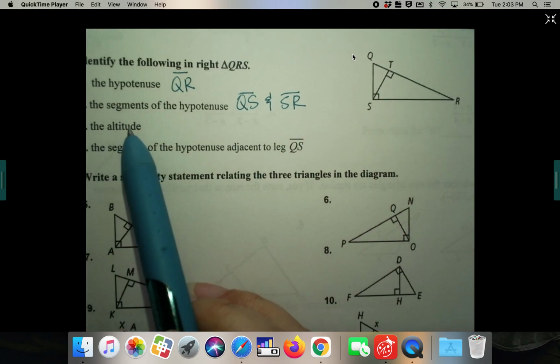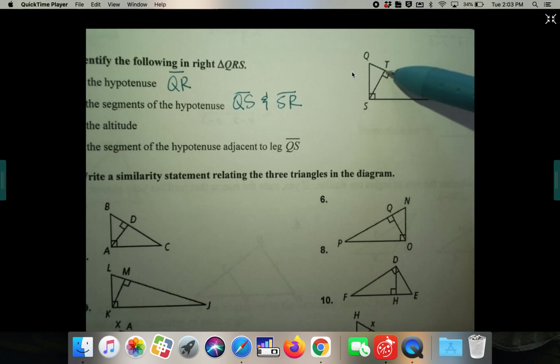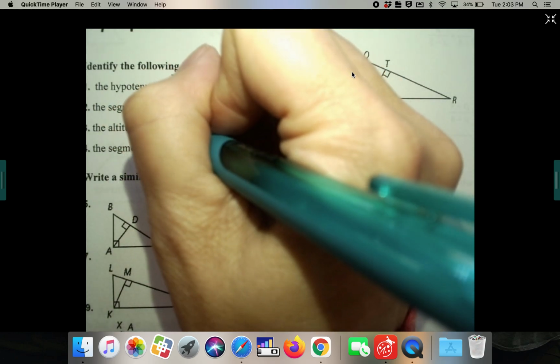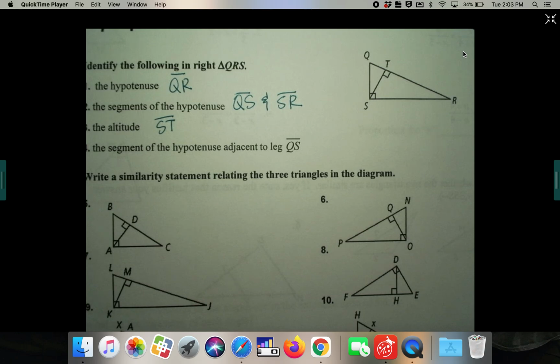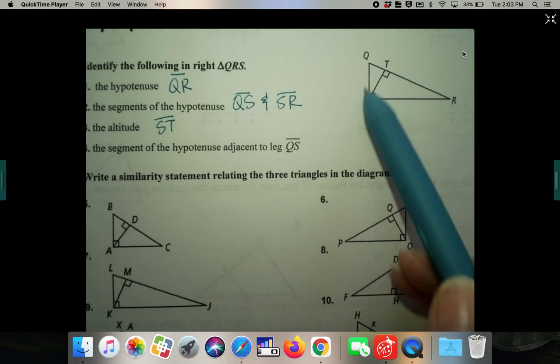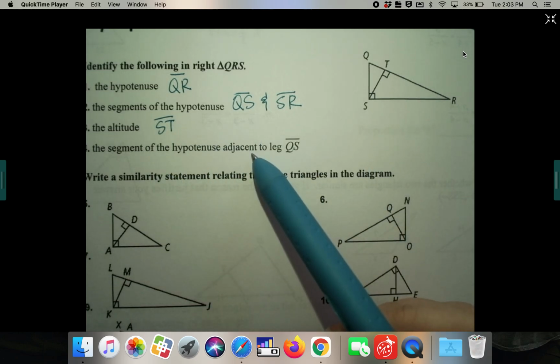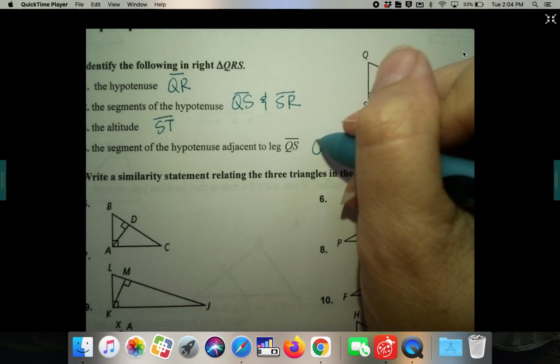I believe so. And then the altitude. The altitude is the thing that forms right triangles when you cut from the right angle down to the hypotenuse. So that would be ST. The altitude is ST. All right, and then the segment of the hypotenuse adjacent to leg QS. Here's QS, that's the leg, and the segment of the hypotenuse adjacent to it, right next to it, would be QT.